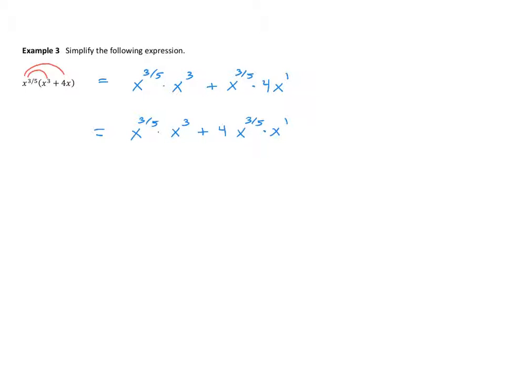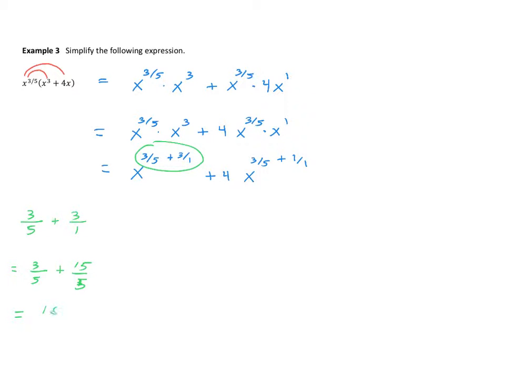And essentially we're doing what we did in the previous example, where I just add the exponents. This is x to the 3/5 plus, well, it's really 3/1, plus 4x to the 3/5 plus 1/1. So again, all I'm doing is taking this exponent, that's 3/5 plus 3/1, and combining it into one fraction. My common denominator is 5, so I'm multiplying that second fraction by 5, that's 15/5. And if I add my numerators, I have 18/5, which can't be simplified.